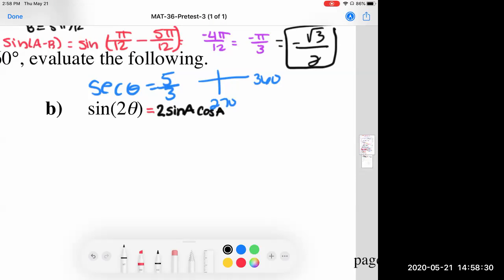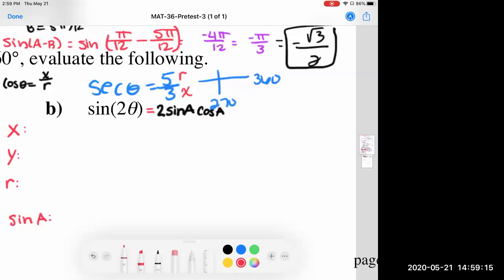Now, secant is the inverse of cosine, right? And cosine theta is in terms of x, y, and r. Cosine is x over r. So secant, since it's the reciprocal, is made up of r over x. Right, you just flip it. So I need to find these 3 pieces. I need to find x, y, and r. Why do I need them? I need them because I need to find sine and cosine.